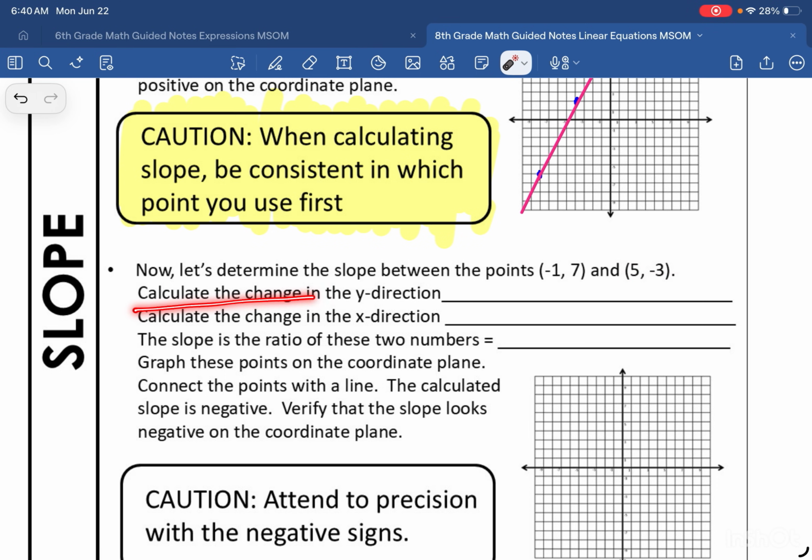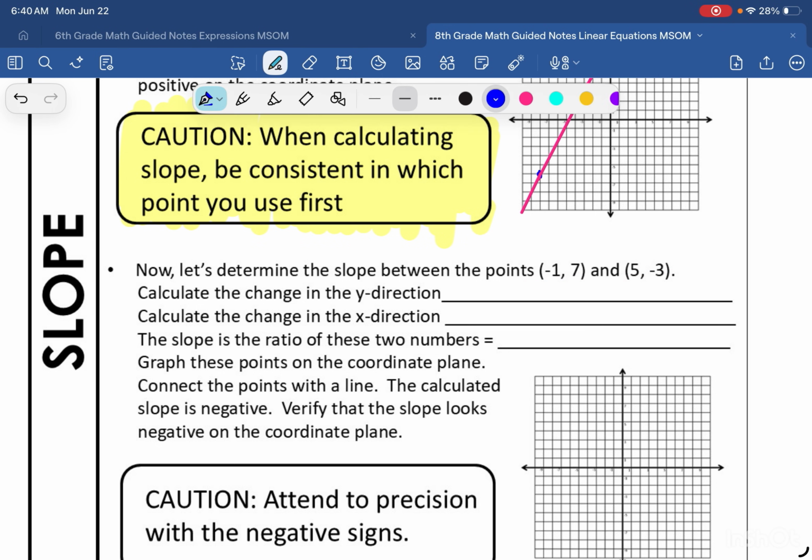Calculate the change in the y direction. Again, it doesn't necessarily matter which point I start with as long as I'm consistent in both the numerator and the denominator. I'm going to put a 1 over here that I use that one first and then a 2 over here that I use that one second. I'm going to do the change in the y direction. So 7 minus this number right here, a -3. So 7 minus -3 is 10.